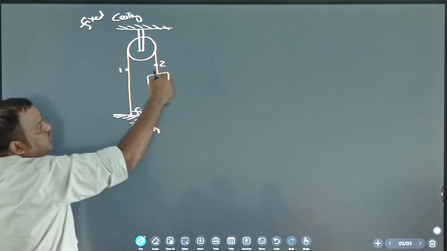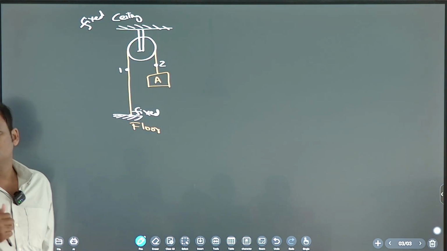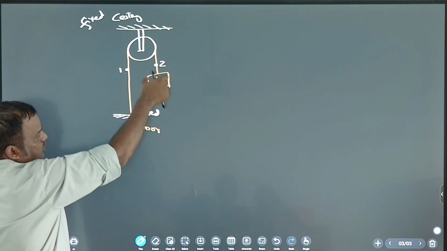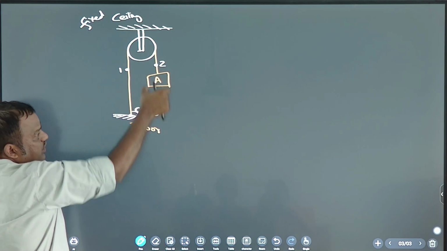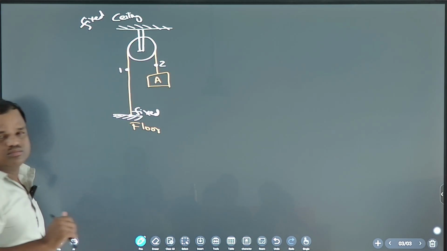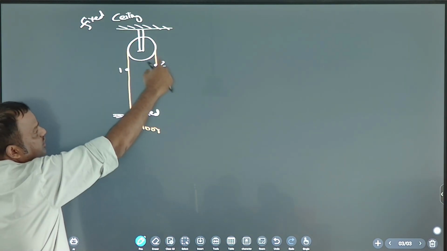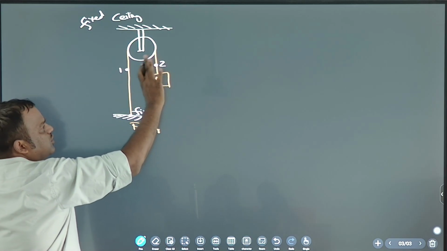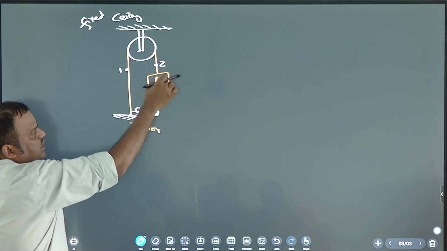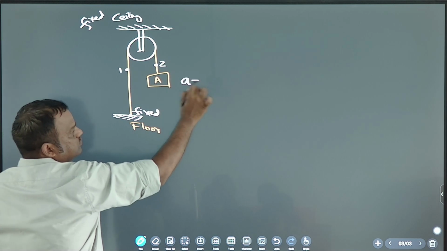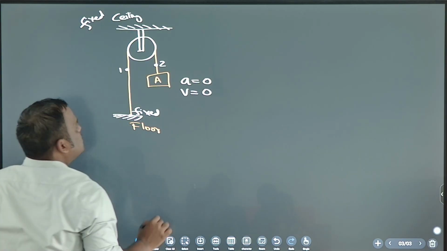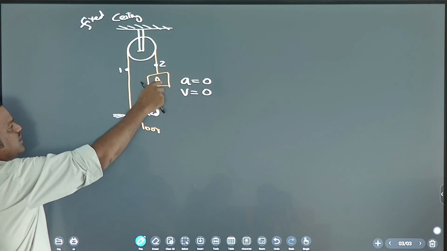So what is velocity of A? 0. A cannot go up or down, right? Because if you try to move A down, the string will break. So we are not considering that. The string will not break like that. So what is the acceleration of A? It is 0. What is velocity of A? 0. So A is not moving.